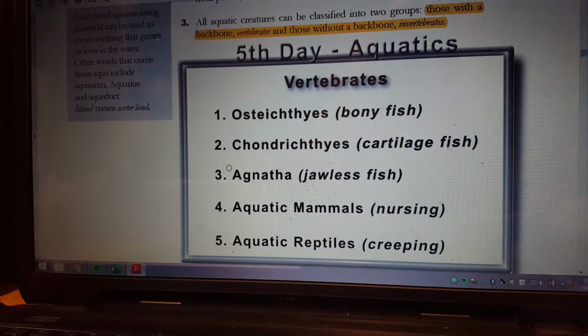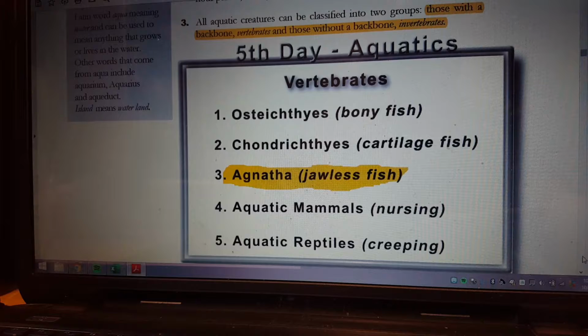And I don't know that I can highlight it on here. Yes, I can. All right, so that is one that you need to know for your quiz. So if you can highlight that, it's Agnatha, which is a jawless fish. Okay, and it is a vertebrate. Okay, number 4, aquatic mammals. That's so much easier to say, but those are nursing animals. And then aquatic reptiles, which are creeping. So the mammals are nursing and the reptiles are creeping.